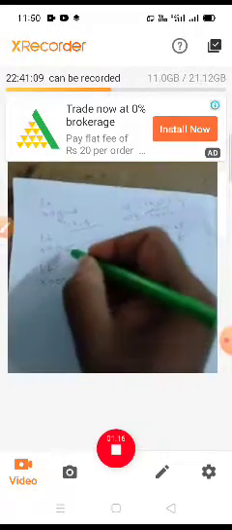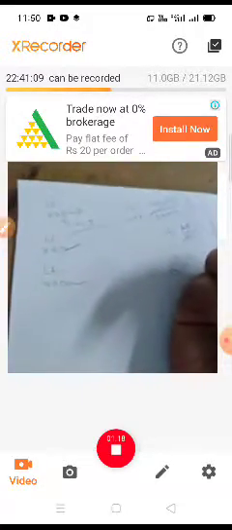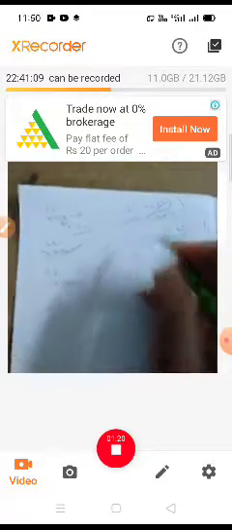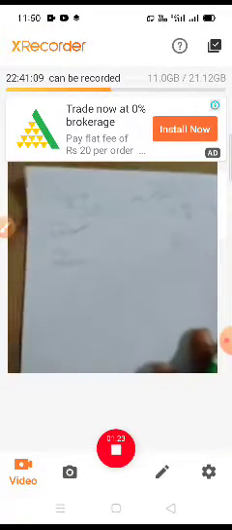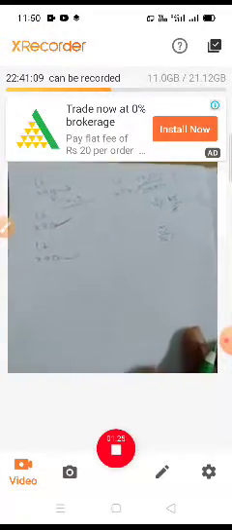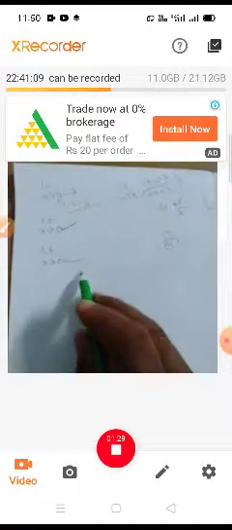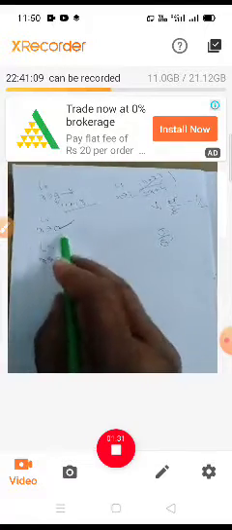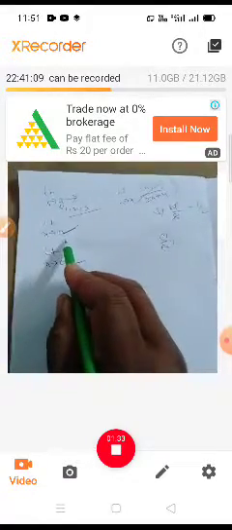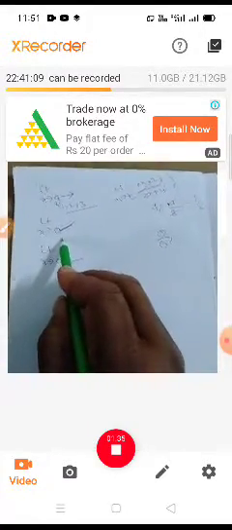Now, the second method is the limit x tends to 0, where x can be replaced by 0. Another method is x tends to infinity. So we have x tends to a, x tends to 0, and x tends to infinity. Now we will learn the x tends to 0 problems.